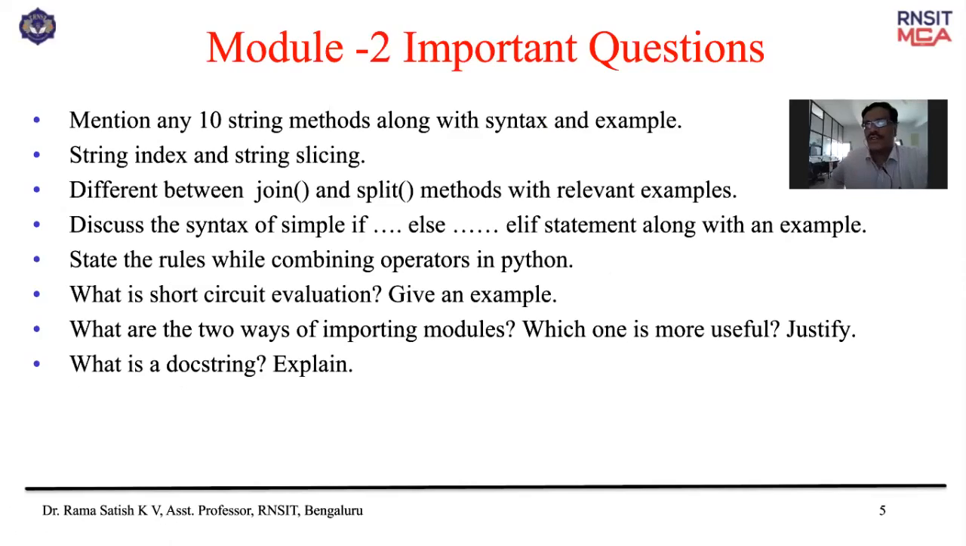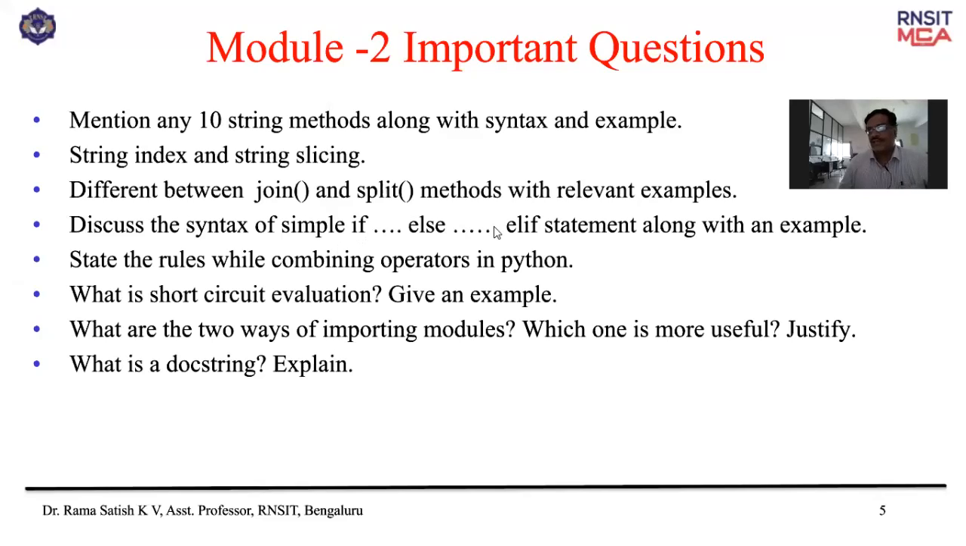You should know at least 10 string methods. And you should also know what the different types of string index are: single index, double index, and triple index. You should know all these 3. Triple index and double index are also called string slicing. You should also know what string slicing is, and the difference between the join method and the split method, with a relevant example.